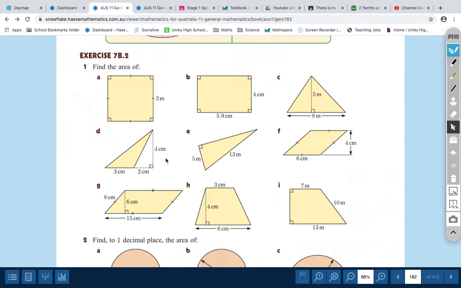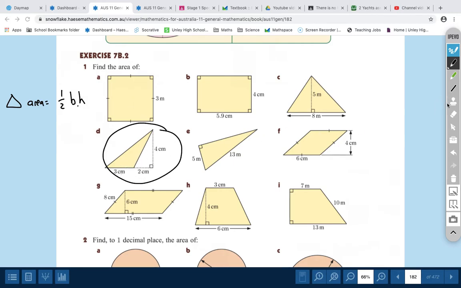Areas. All right. Let's quickly do a couple. I reckon this triangle here has the potential to catch people out. So triangle area is 1/2 times the base length times the height length.